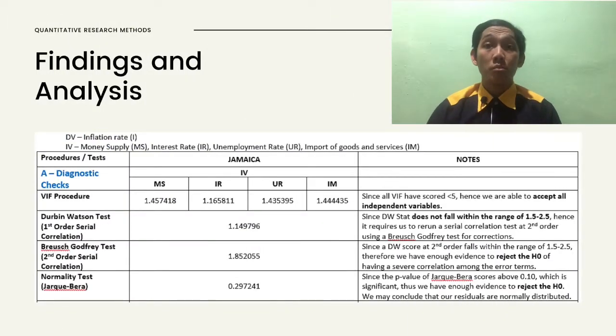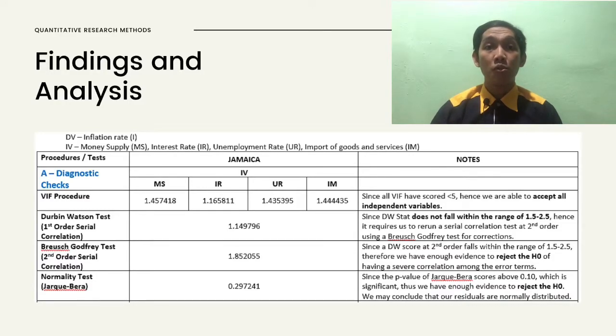This is the most important part, which is findings and analysis. First things first, we need to run the diagnostic check, starting with the VIF procedure. I have run it for Jamaica, which consists of 4 IVs: MS, IR, UR and IM, after I dropped ER from the test because it shows a VIF of more than 5.